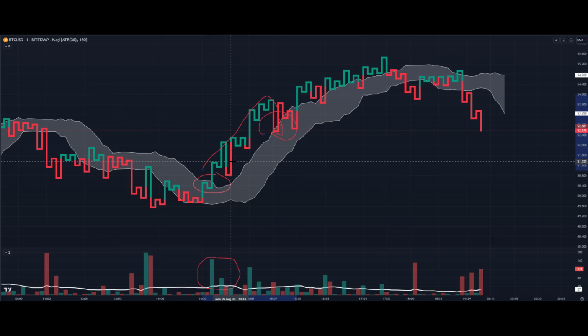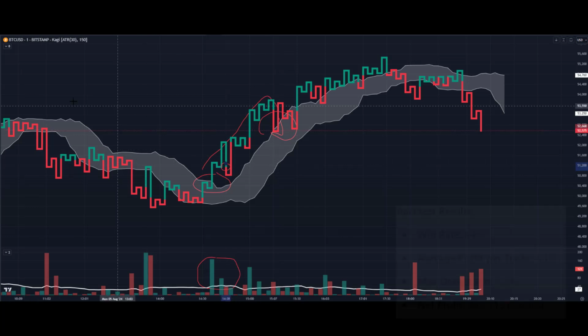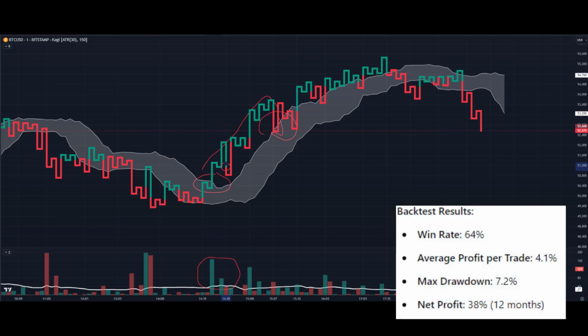If you want to be more aggressive short term, maybe when it reverses from green to red, but you're going to get a lot more whipsaws there, so you want to try and keep in the trend as much as possible. In terms of statistics then, this trade wins about 64% of the time, average profit per trade 4.1%, max drawdown 7.2%, and it's had a net profit of about 38% over a year.